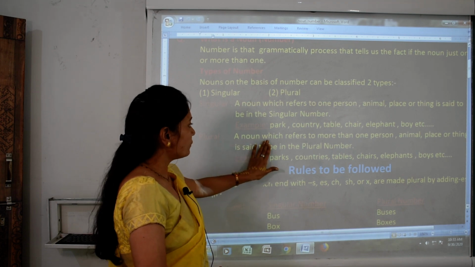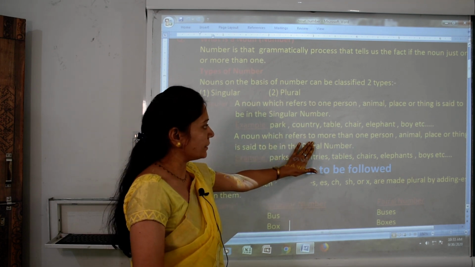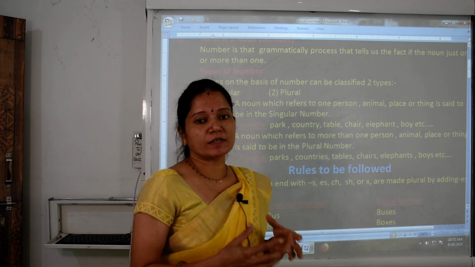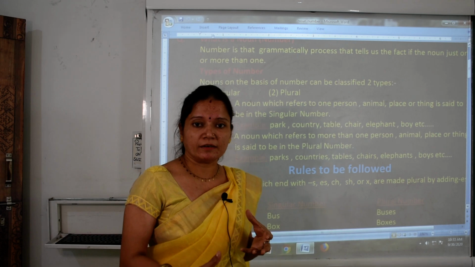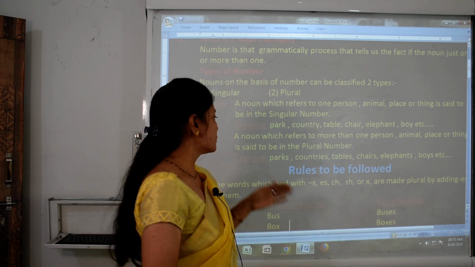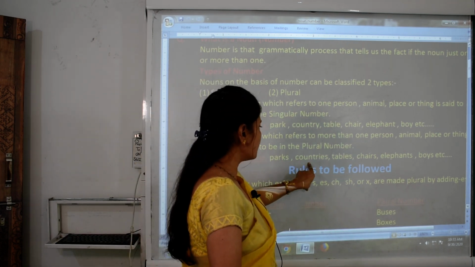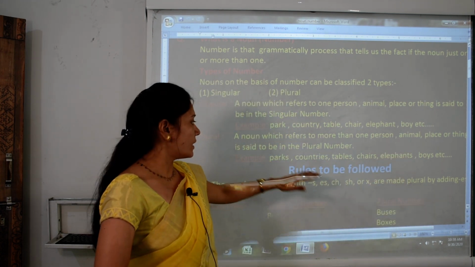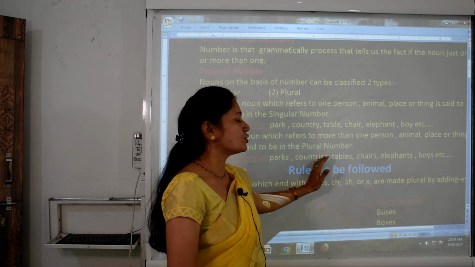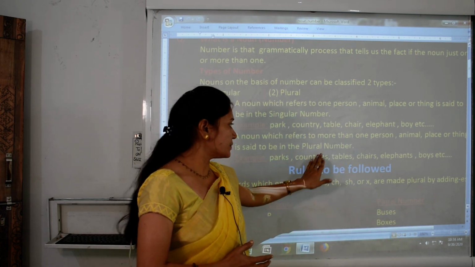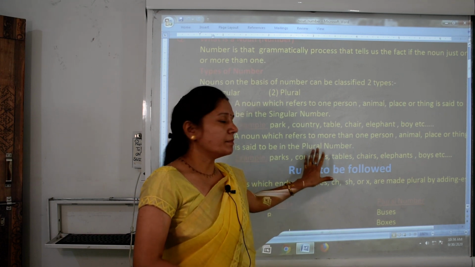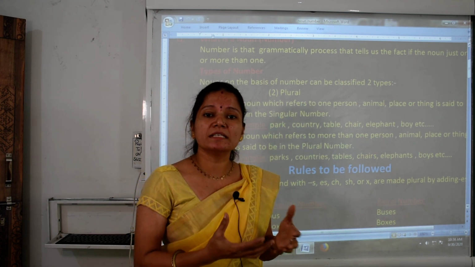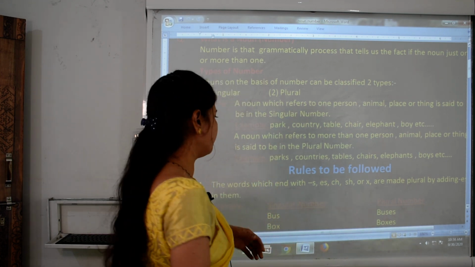Plural number: a noun which refers to more than one person, animal, place or thing is said to be in the plural number. Okay, so any noun which we are considering as more than one is called a plural number. Let's see the examples: parks, countries, tables, chairs, elephants, boys, etc. As you can see here, students, with each word we add s, except country, where it is ies, which shows that they are more than one. So singular, as the name suggests, means one and plural means many.